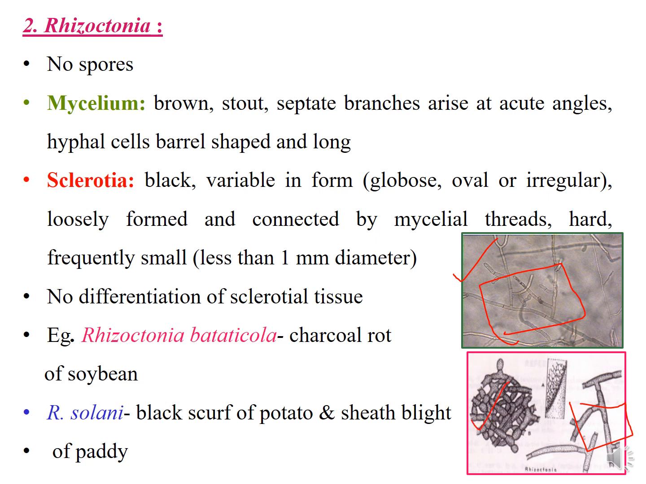However, sclerotial bodies are hard in nature but small in size, less than 1 millimeter in diameter, and there is no differentiation of sclerotial tissues. Examples are Rhizoctonia bataticola, which causes charcoal rot of soybean, and Rhizoctonia solani, black scurf of potato, and even sheath blight of paddy.